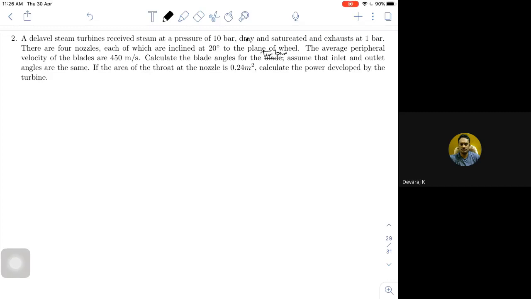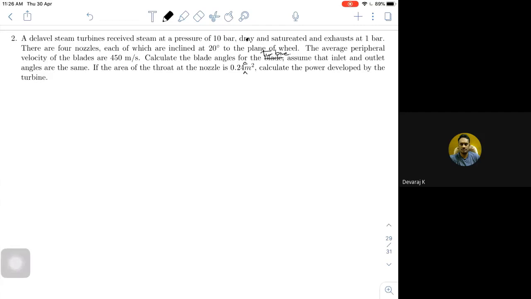Assume that the inlet and outlet angles are equal, that is beta 1 is equal to beta 2. This happens only in the case of an impulse turbine. If the area of the throat at the nozzle is around 0.24, sorry, 30 centimeters square, this is very high. So 0.24 centimeters square, calculate the power developed by the turbine. Okay, this is the problem statement they have given.